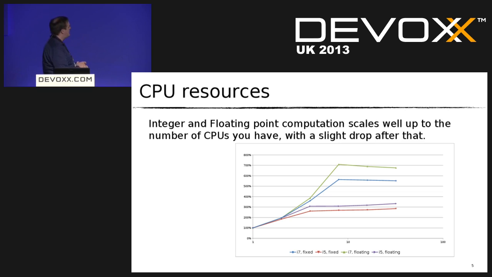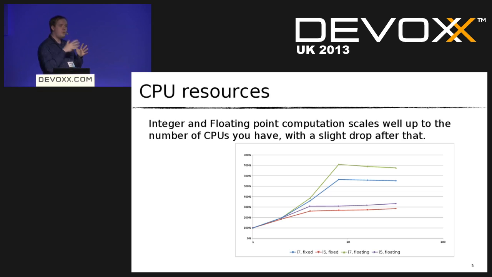what sort of scalability you might expect to get on two different processors. The top one is an i7, the middle one is an i5. The difference being that the top one has 4 cores with hyperthreading, the bottom one has 2 cores with hyperthreading. In this case, each thread is doing independent work of either floating point or integer. As you can see, you get reasonably good scalability as you add more threads, up to about 8 threads, which is that middle peak line.